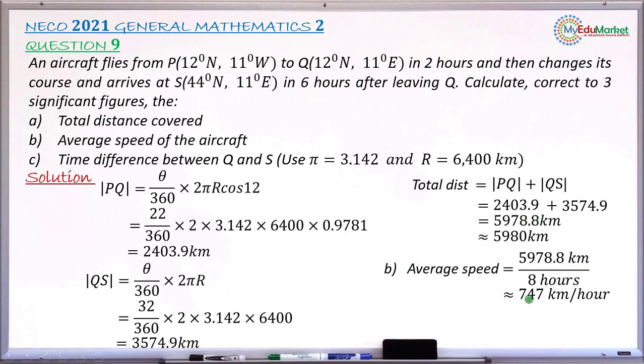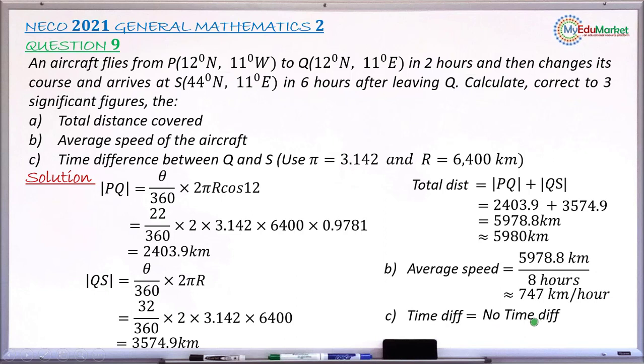Question number C asks to find the time difference between town Q, or the location of Q, and the location of S. To answer that question, we look at the location of the two towns, particularly their longitude. It is longitude that gives a difference or variation in time. The two locations Q and S happen to be on longitude 11 degrees east each, which means the two towns will not have any time difference. So the time difference between Q and S: there is no time difference.